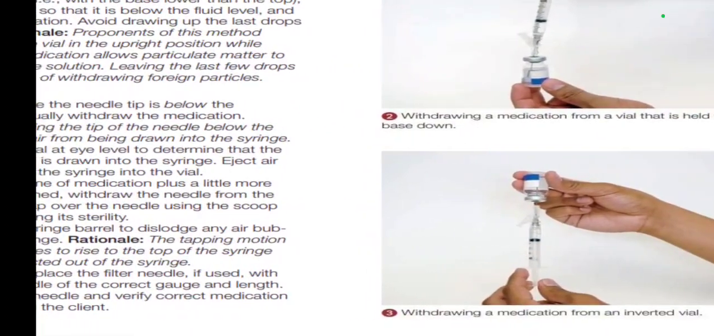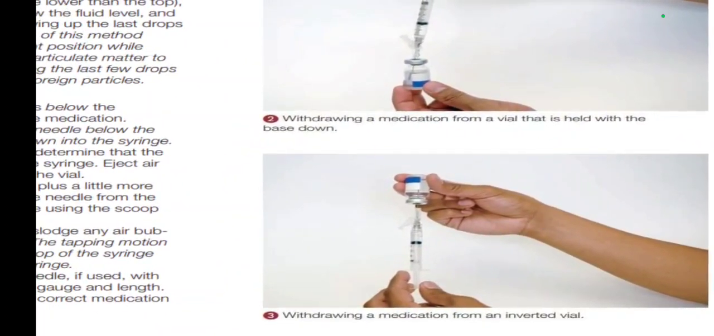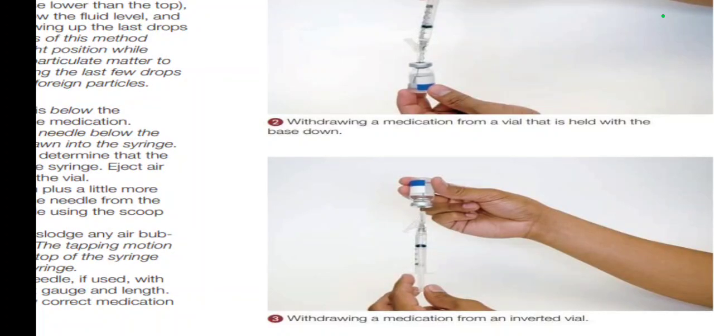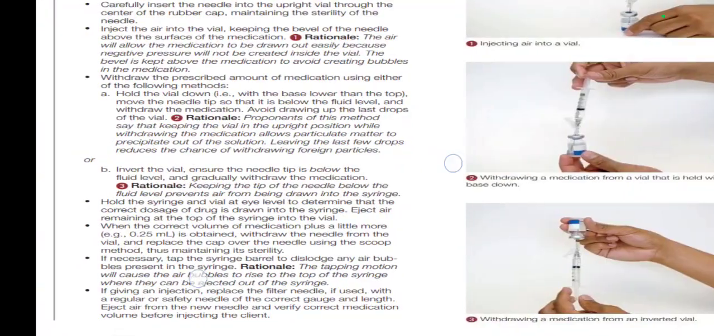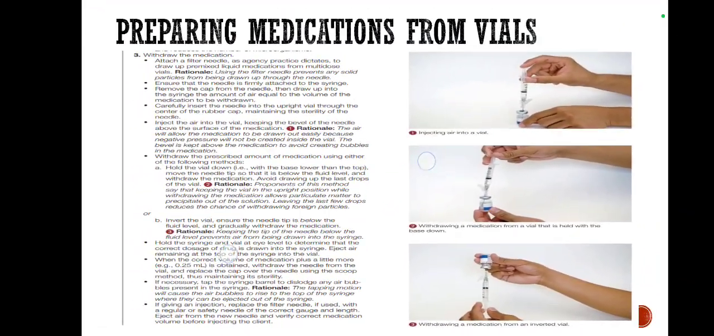Okay, so withdrawing a medication from an inverted vial. After inserting, make sure to push properly and to hold the plunger of the syringe properly, because after injecting, the air will now pop up. So you have to be careful with that.